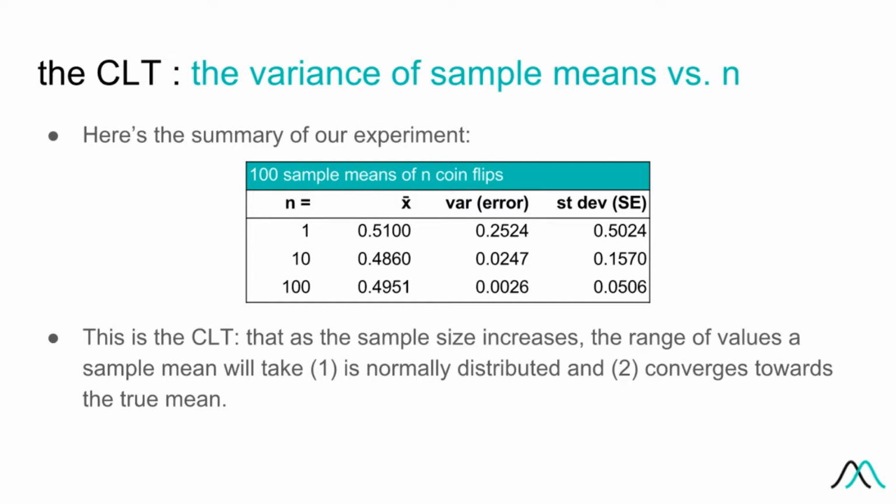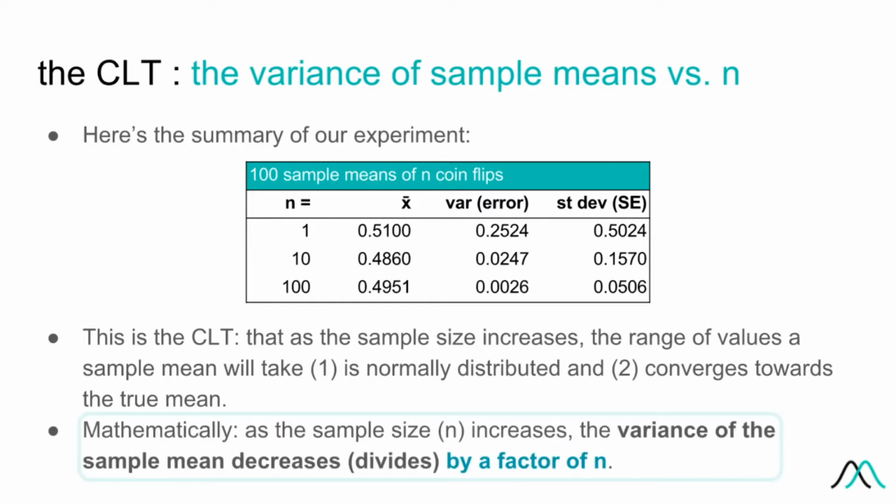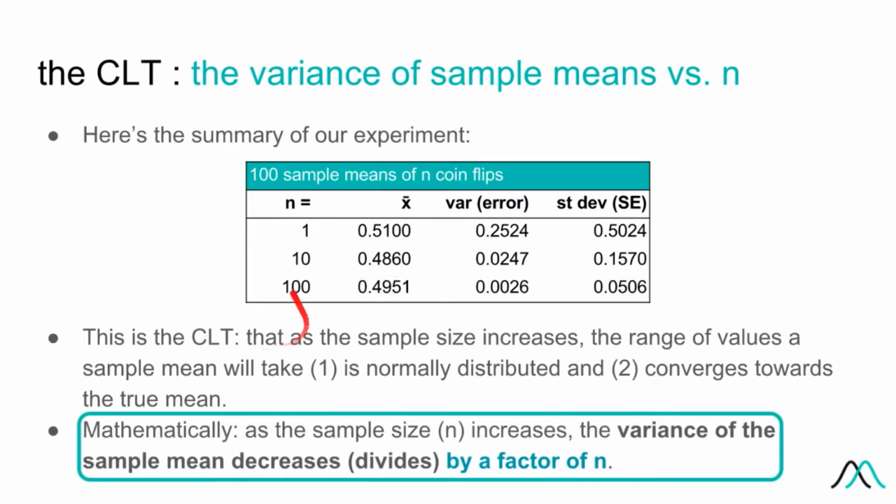But what's the mathematical pattern? Looking at our summary table, the general rule is, as n increases, the variance of the sample mean decreases, or divides, by a factor of n. We kept increasing n by a factor of 10, so the variance of the sample means kept decreasing by a factor of 10.